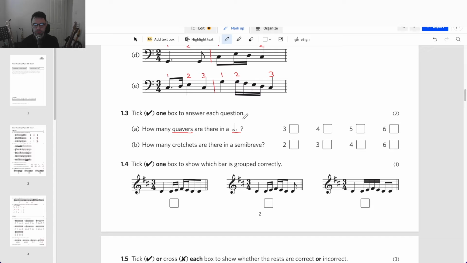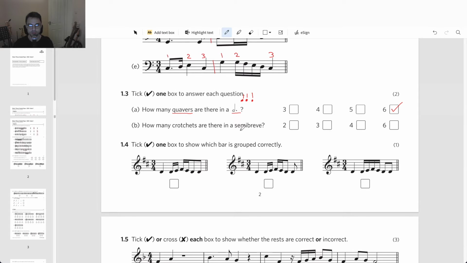So this minim, if we work it out in crotchets, is worth 3 crotchets, right? But watch out, they're asking for quavers. So how many quavers can we fit into these crotchets? Well, a quaver is half a beat. It's half a crotchet. So we are actually going to put 2 quavers into each of these 3 beats. 1, 2, 3, 4, 5, 6. So there are 6 quavers in a dotted minim.